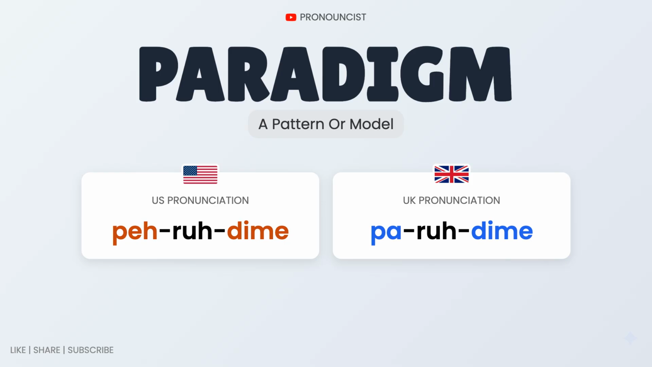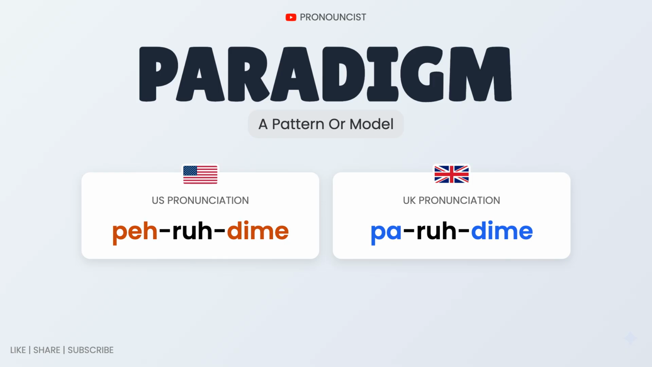Paradigm. Now, read the syllables of British pronunciation shown on the screen naturally. Paradigm. US, pe. UK, pa. Same rest. Practice repeatedly and you'll soon be able to say this word perfectly.